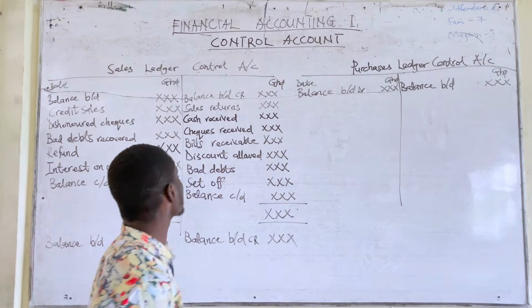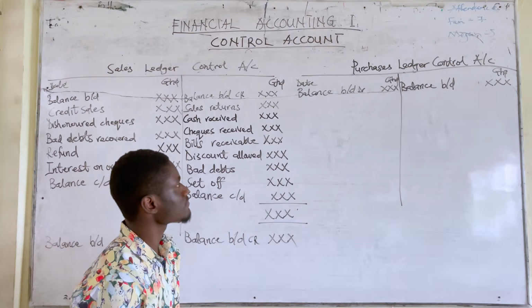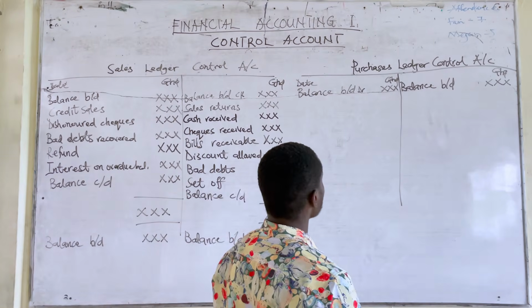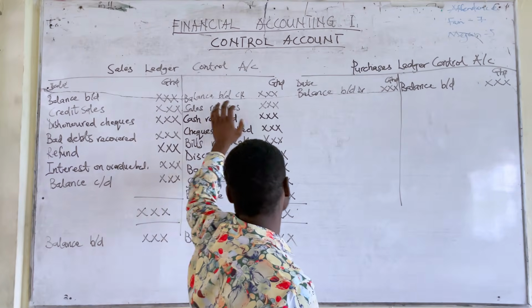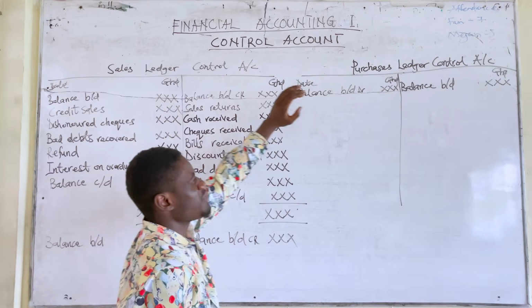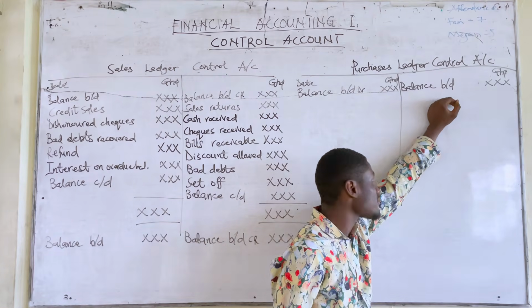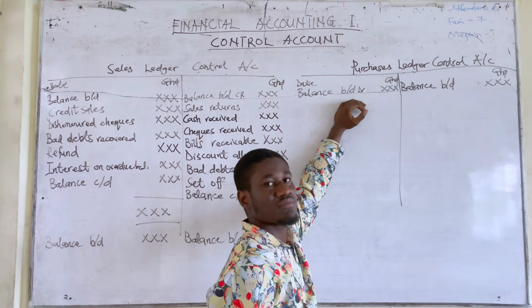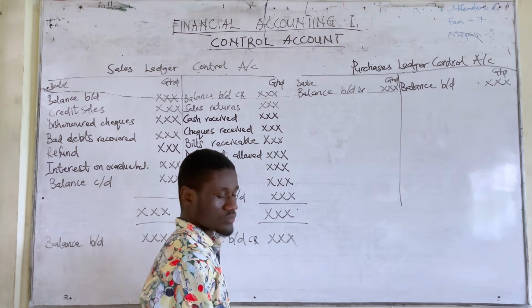Good. So we move to the purchases ledger control account. With the purchases ledger control account, the balance has to be here, unlike the sales ledger, where normally we should get our opening balance here. For the purchases ledger, we should get our opening balance here. That's normally. But we can still get a debit opening balance.